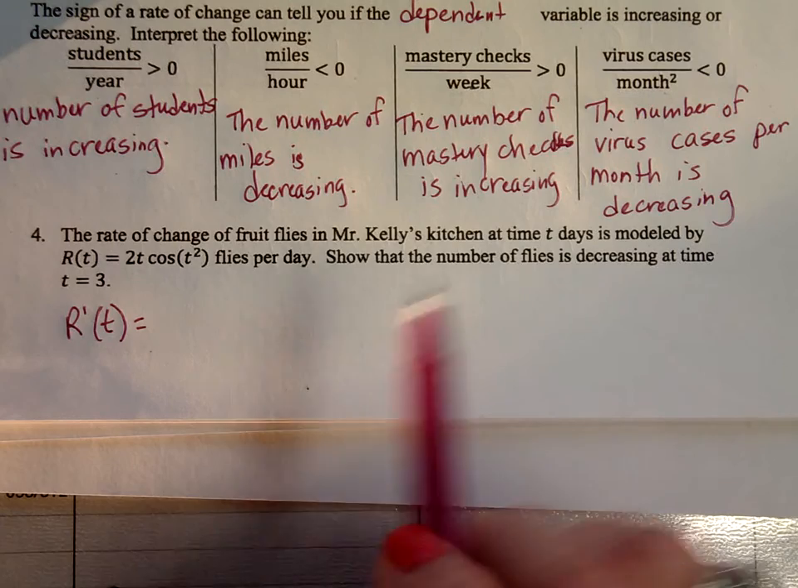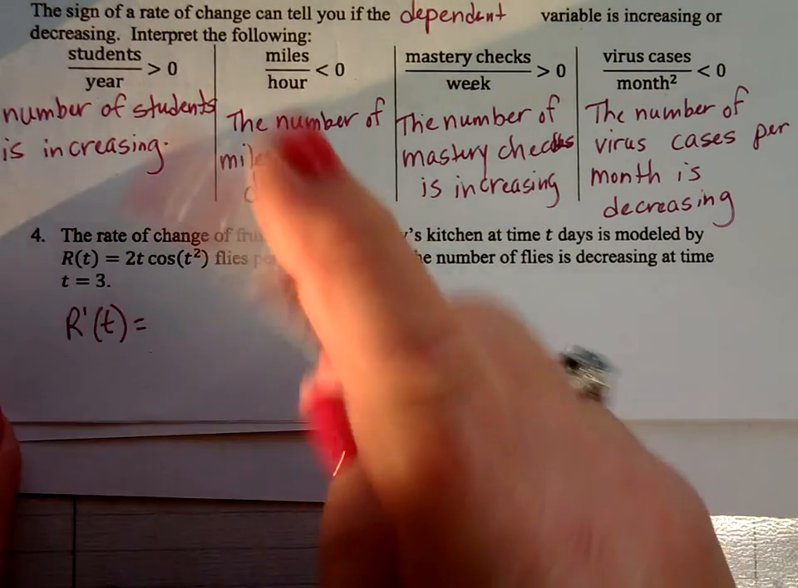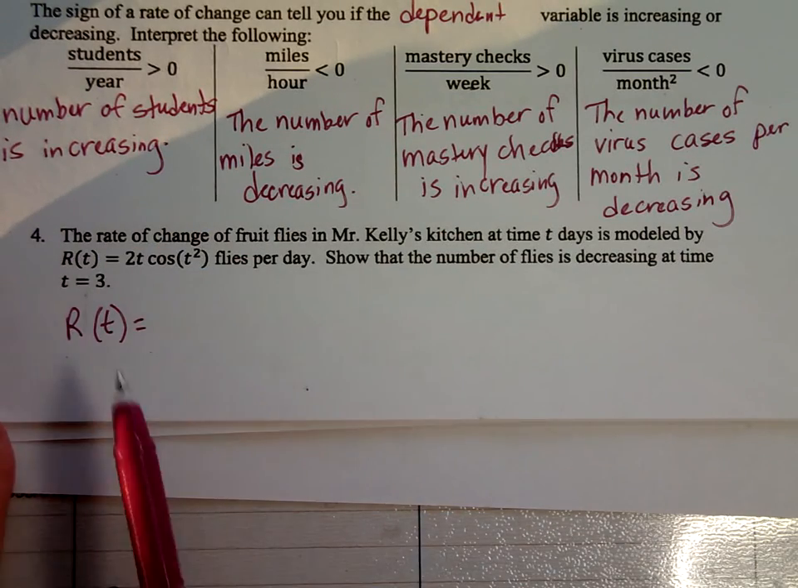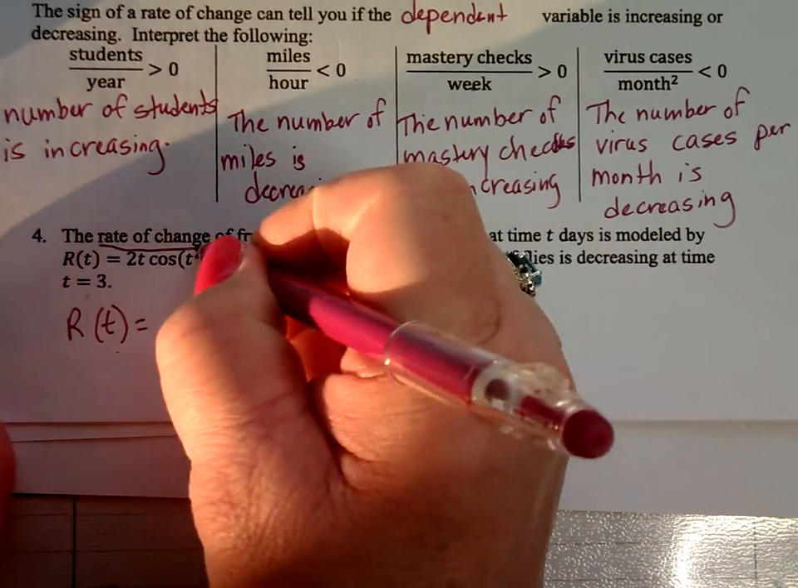You don't want to know r prime of t. They're giving you the rate of change already. So they already gave you that. Sweet, we don't have to find the derivative. So r of t is the rate of change. Watch your wording. They just almost caught me.